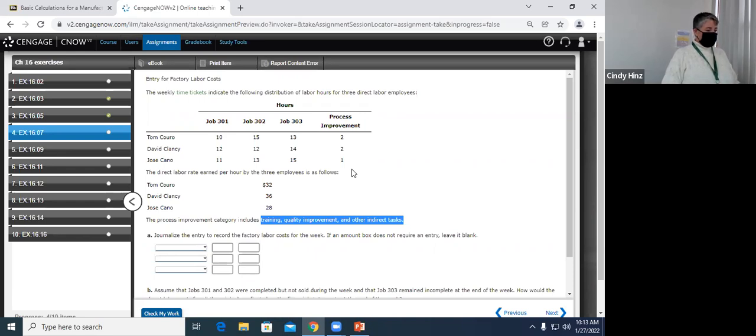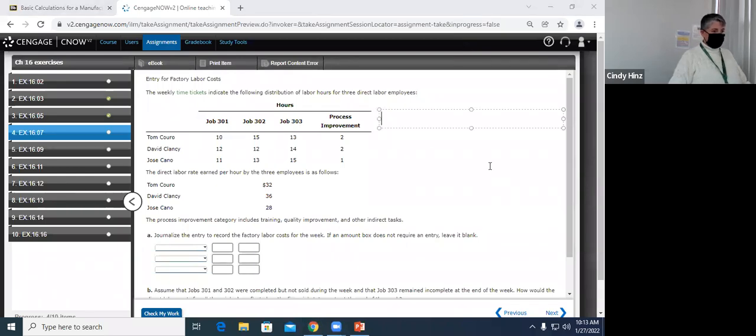We're asked to journalize the entry to record the factory labor costs for the week. If an amount box does not require an entry, leave it blank. So this is going to be a summary cost. Let's see how many hours each worked. Maybe put a total hours in here. So for Tom, I don't know if they all work the same number of hours.